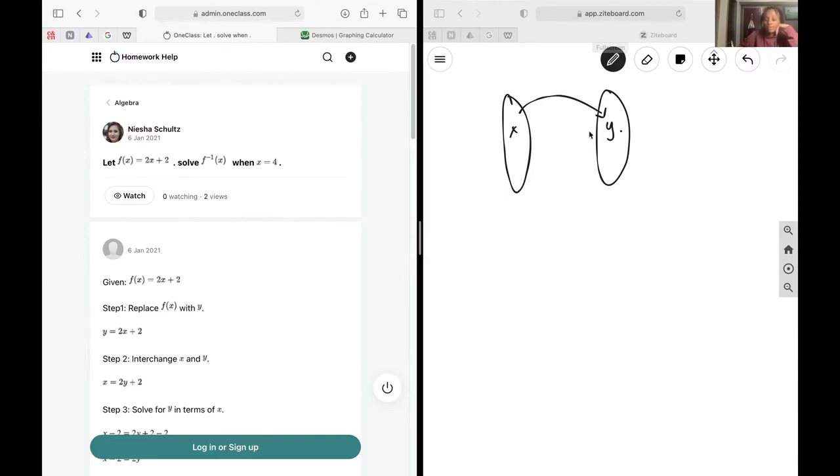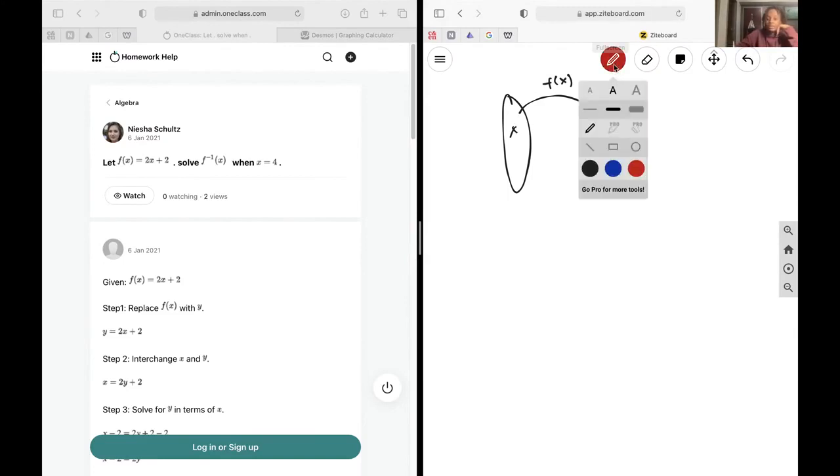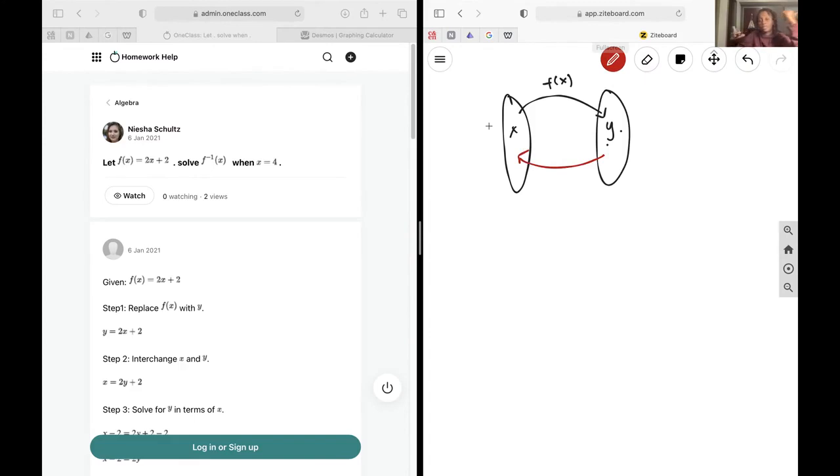Now in this case, f of x would be going forward. I have x values, they give me y values. Now the question here is, what if I have y values and I want to get back? So what if I have y equal to 6 and I want to find out what value of x gave me that 6? Now we create what is called the inverse of the function, and that is what will help me get back.